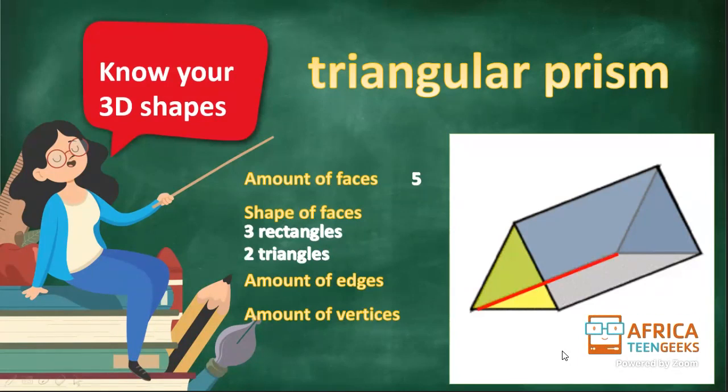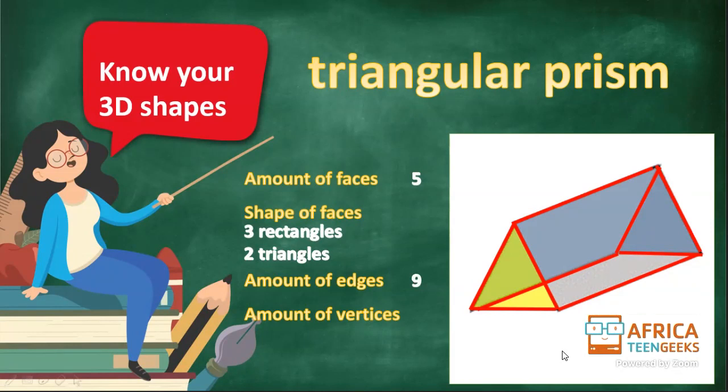Amount of edges, let's count them out. So there's the first one at the back, 1, 2, 3, 4, 5, 6, 7, 8, and 9. So the amount of edges, 9.